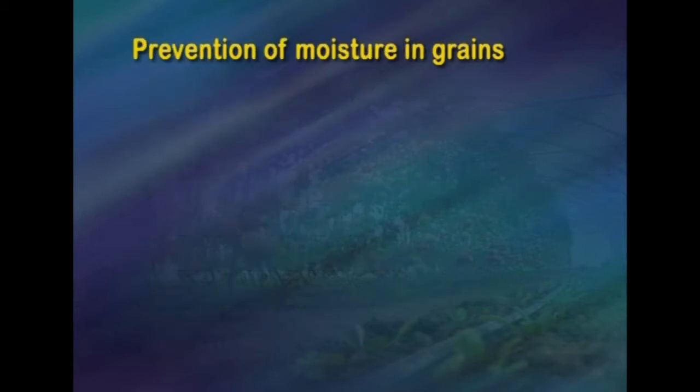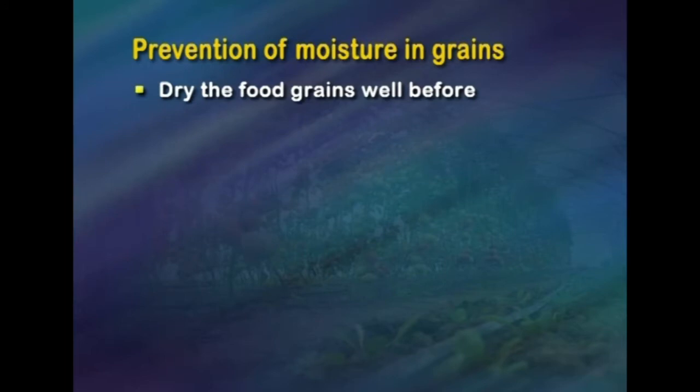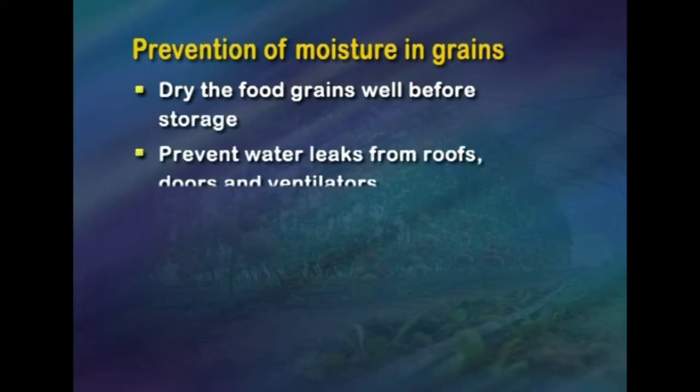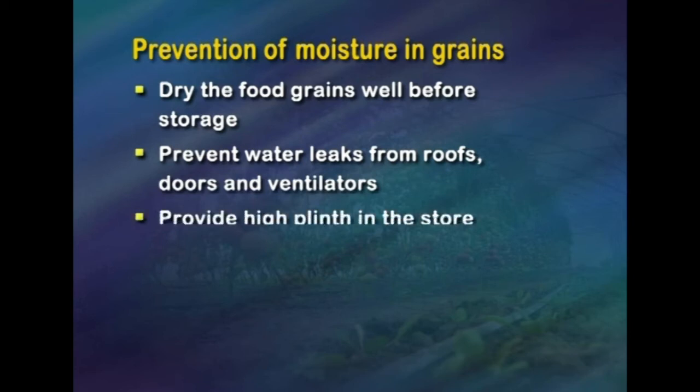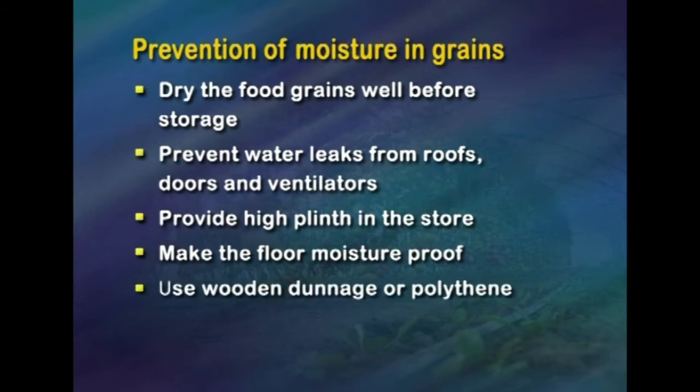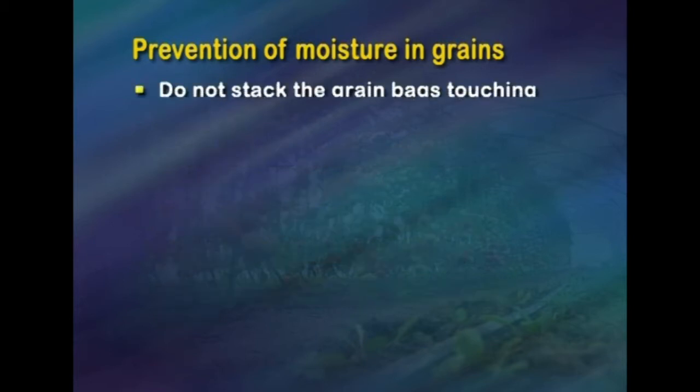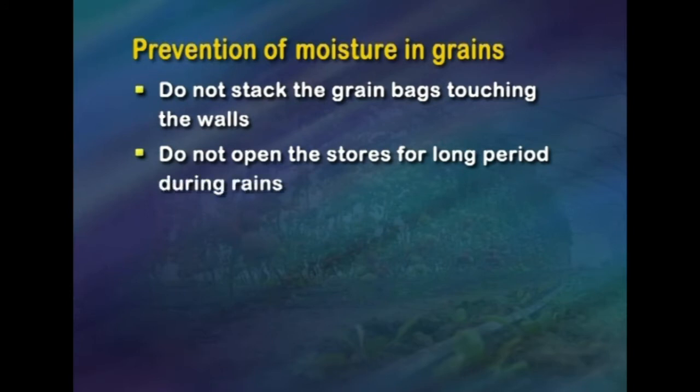To prevent moisture, we need to dry the food grains well before storage. Prevent water leaks from roofs, doors and ventilators. Provide high plinth in the store. Make the floor moisture proof. Use wooden dunnage or polythene sheets. Do not stack the grain bags touching the walls. Do not open the stores for long periods during the rains.